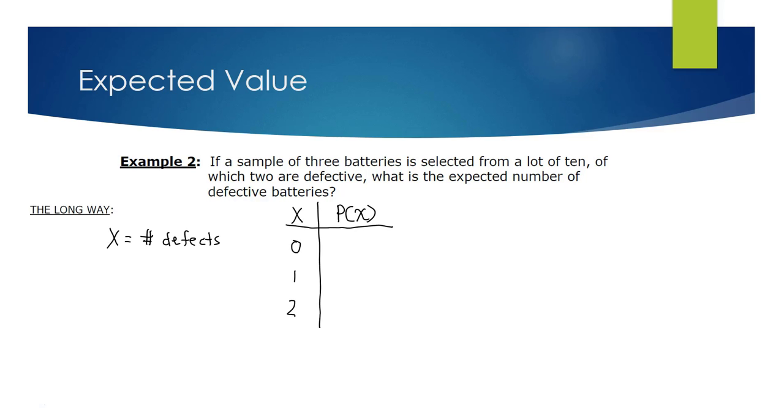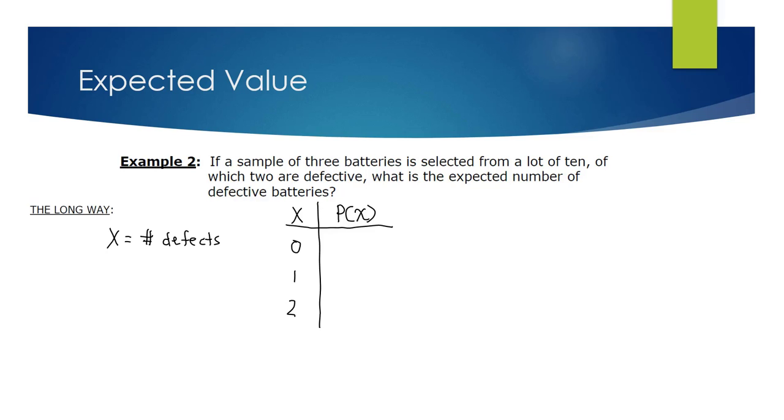Most of the time, in most circumstances, you're going to have to do the long way, where you say, okay, I'm going to let x be the number of defects, which means that x can be 0, 1, or 2. I'm picking 3 batteries, but I know that out of this lot of 10, there's only 2 that are defective. So I can't have x being 3, because in a probability distribution, if I put 3 there, there's no chance of that happening.